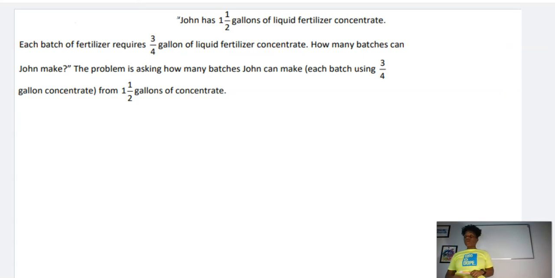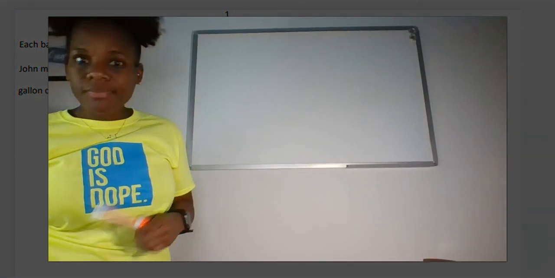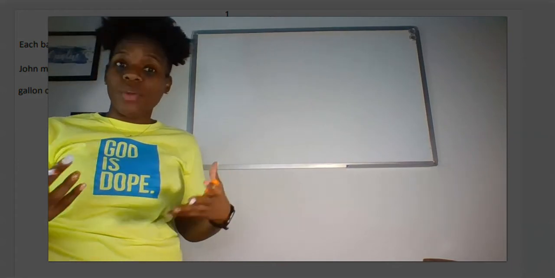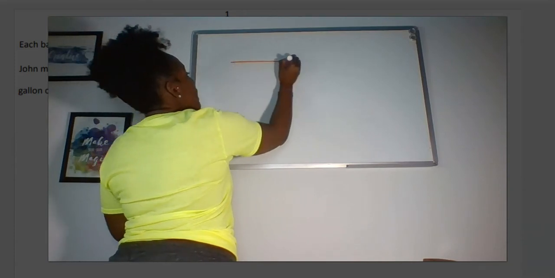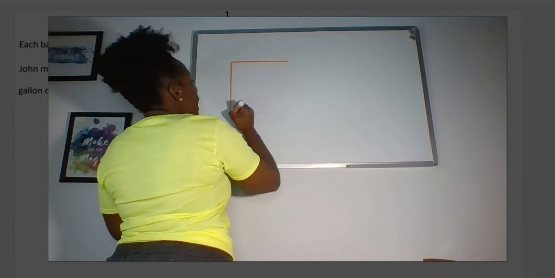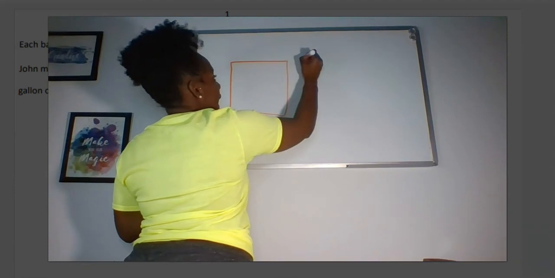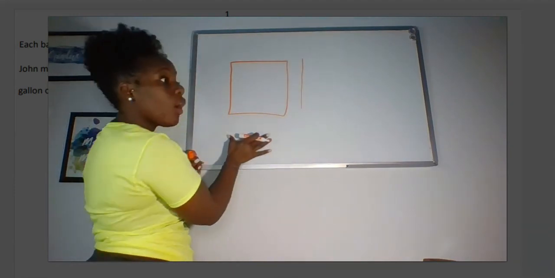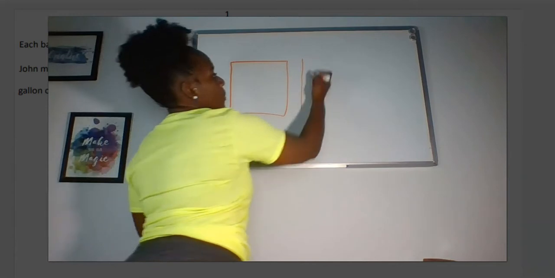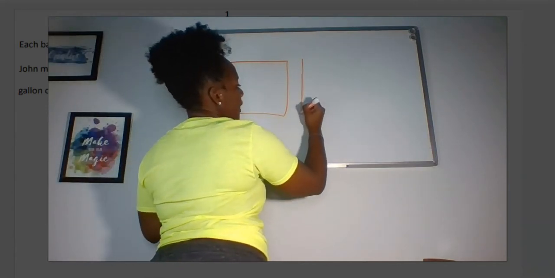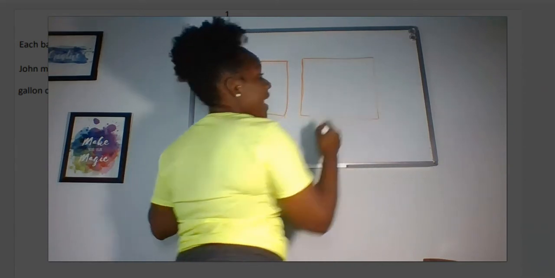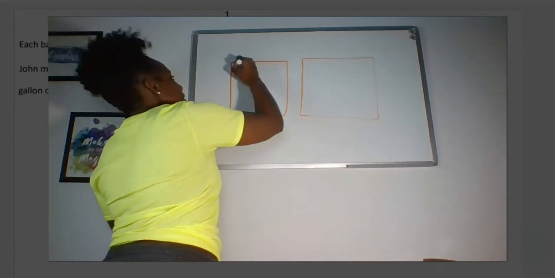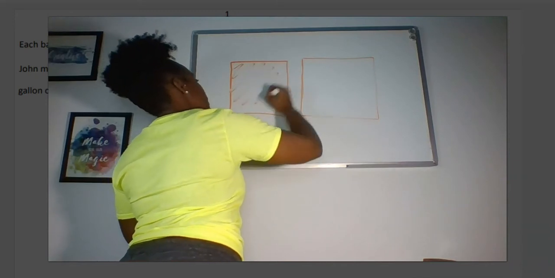So the first thing we want to do is represent the gallons of concentrate that we already have, all right? So it says that we have 1 1/2. 1 is a whole number. And then, so we need one whole box, right? Then we need to draw another box because we have half of that box. So this entire thing here would be shaded.